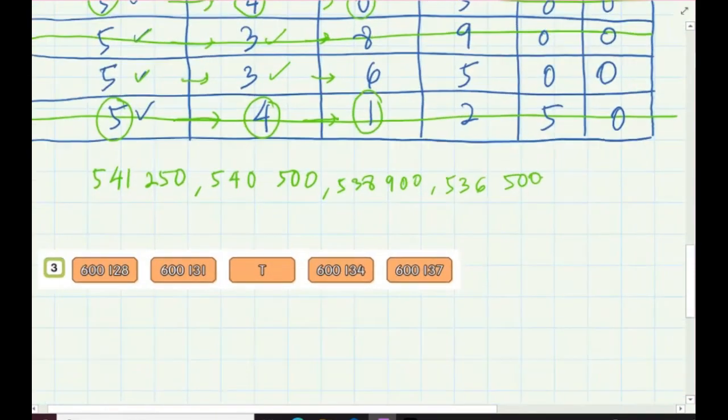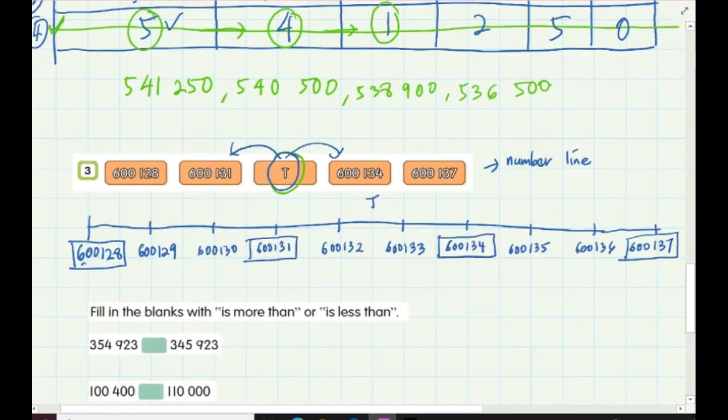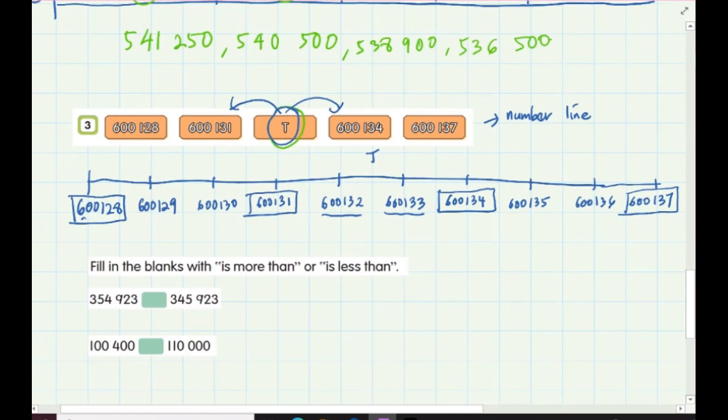Now, for question number 3, what we are going to do is look at the sequence of numbers above. What are the possible values of t? This time we are using a number line. Now, draw a number line. The possible values of t are 600,132 or 600,133. Okay? Good.